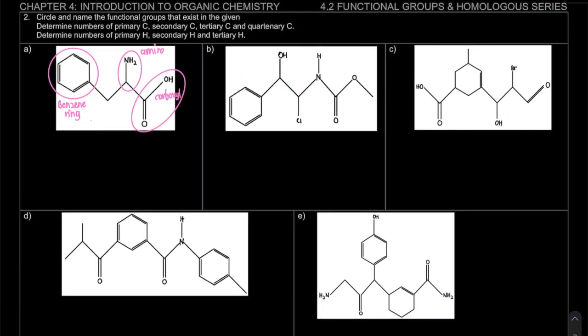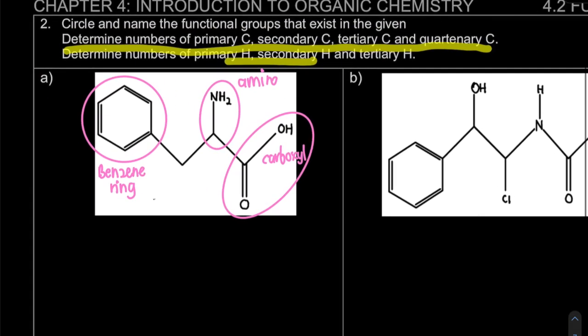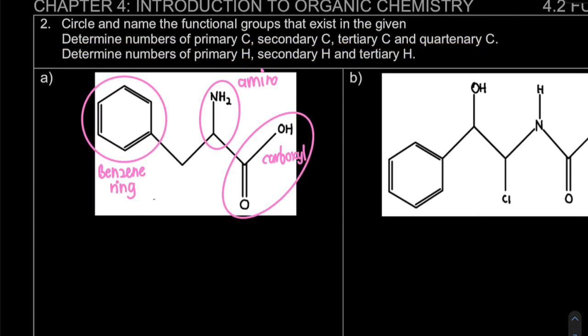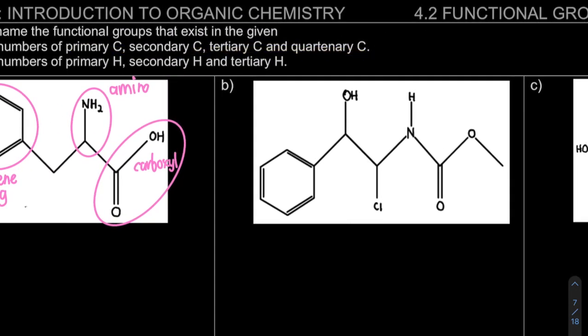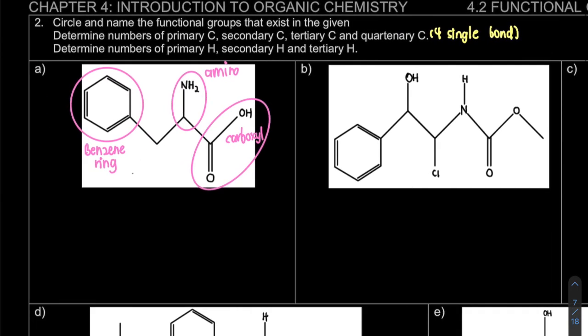Next is to determine the number of primary, secondary, tertiary, quaternary carbon, and the hydrogen itself. First, remember that primary, secondary, tertiary, quaternary carbon classification is only applicable where the carbon has 4 single bonds. For the benzene ring, we have our carbon here, but all the carbon must have a double bond. So it means that the benzene ring cannot be classified.